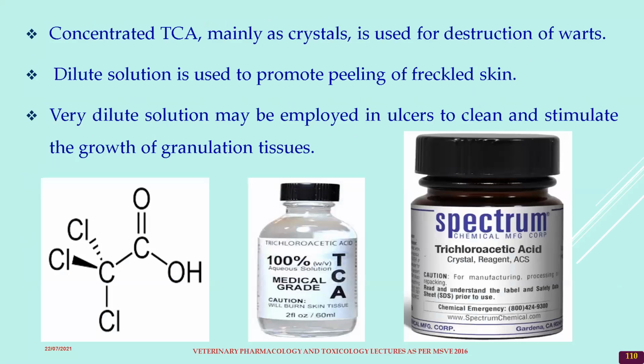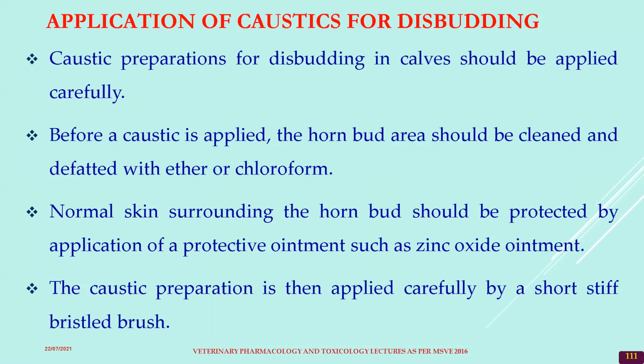So the TCA is available as crystals, and the dilute solution may be applied to ulcers to clean them and stimulate the growth of tissues. And then the application of caustics for disbudding or dehorning. So what are all the applications? The caustic preparations, especially for disbudding in cows, should be applied very carefully because the horn, the growing bud, is a delicate tissue.